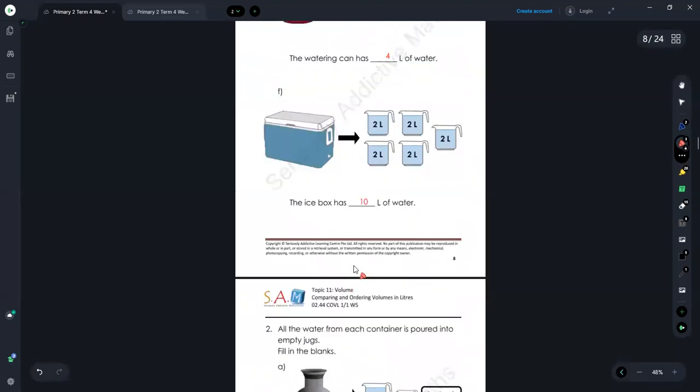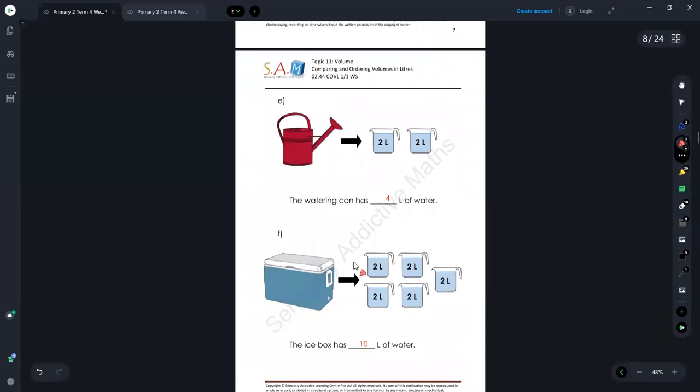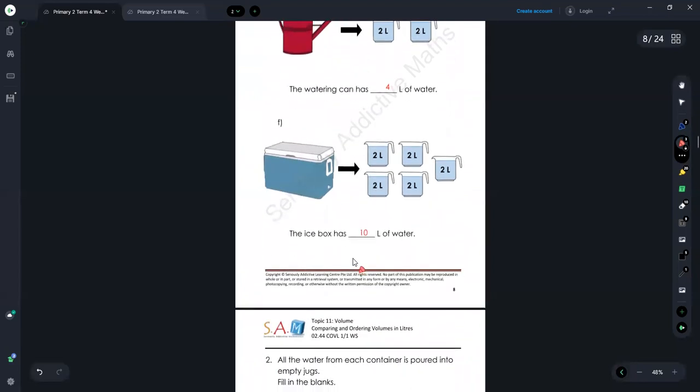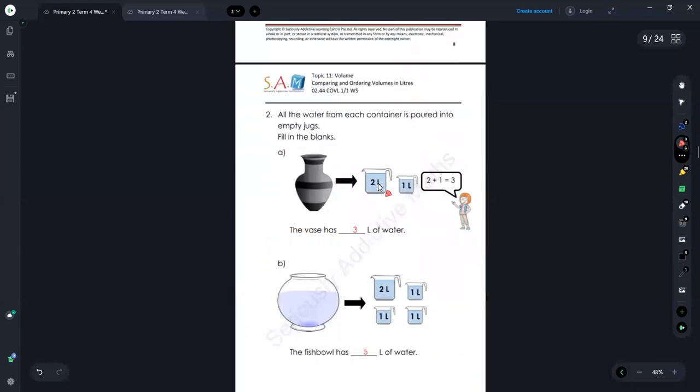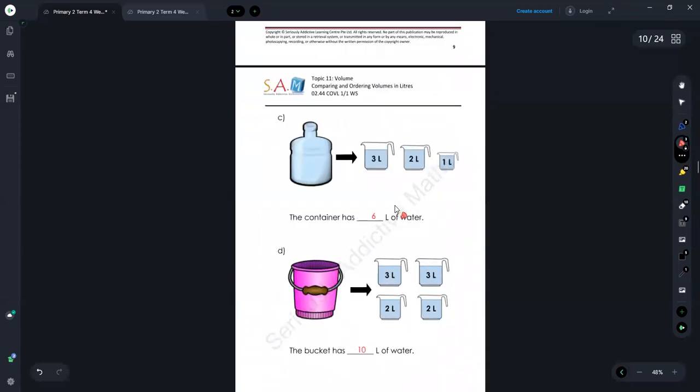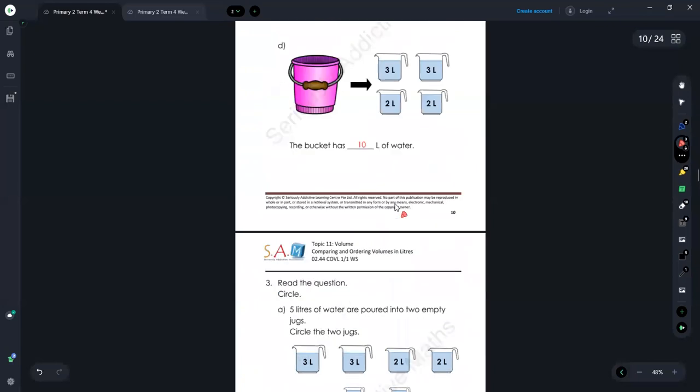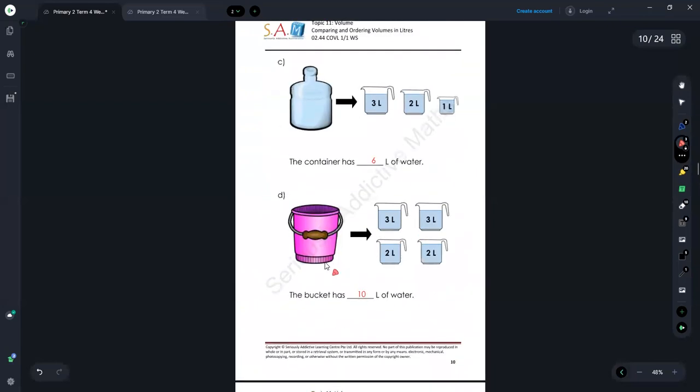The rest, I would say skip a bit and perhaps, if you like, get them to do just one question here. Okay, question F, right? See whether they can tell how many liters are in it, right? Basically, just count, right? 2, 4, 6, 8, 10. Okay. After that, I would suggest that you get them to do those with the mixed ones, right?